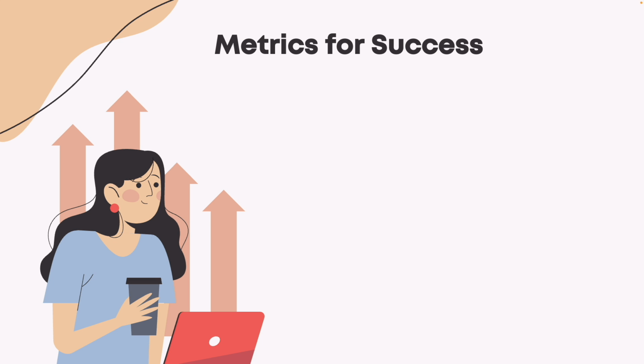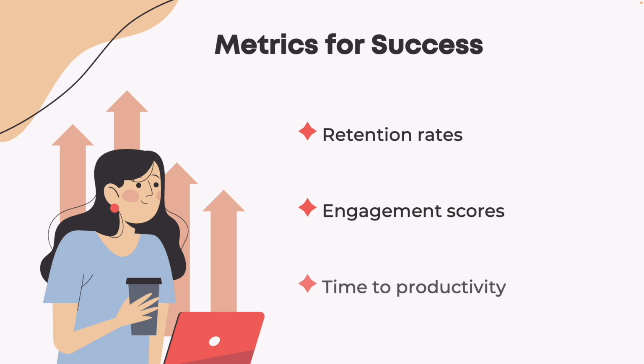One effective way to do this is to establish metrics for success, such as retention rates, employee engagement scores, or time to productivity. This can help you identify areas where the onboarding program is succeeding and where it may need improvement. We have a super cool blog post on the 5 metrics you need to track for an effective employee onboarding, and the link, as always, is in the description down below.